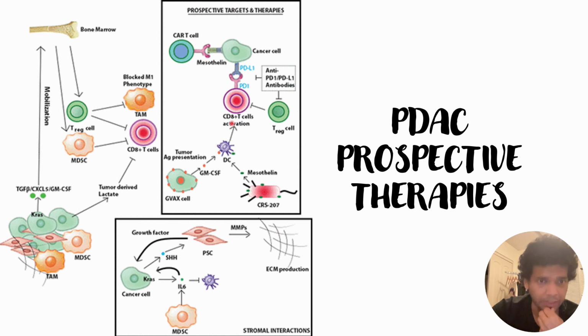As I have already said, PD-L1 is one of the immune checkpoint blockades that cancer cells use to suppress the T cell response, by deactivating the T cells through the interaction of PD-L1 and PD-1 on the T regulatory cells. So this is one of the prospective strategies under study against PDAC, or pancreatic adenocarcinoma tumors.